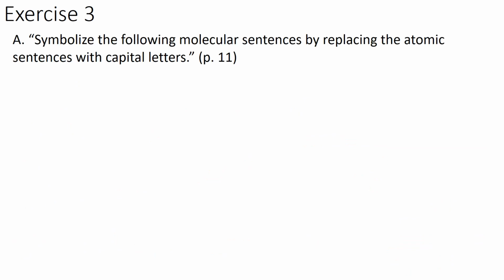Okay, let's look at exercise 3, part A. At least we'll look at some of it. This is on page 11 of the Suppes and Hill textbook. The instructions tell us to symbolize the following molecular sentences by replacing the atomic sentences with capital letters. Actually, we'll do more than that. We'll translate the entire molecular sentence, which is composed of at least one atomic sentence. We'll symbolize that with a capital letter, and then we will also symbolize its sentential connectives.